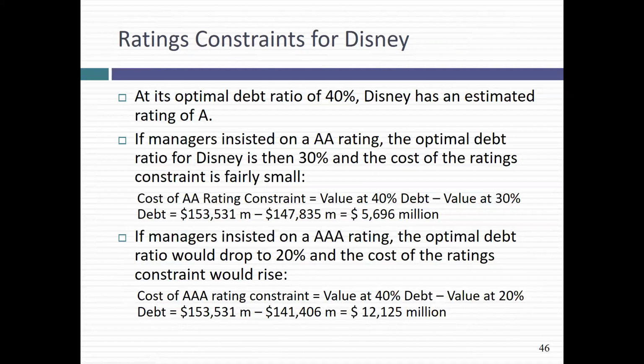So the point here is not necessarily that AAA, AA is always a bad thing, but that it's important to realize that it's not always a good thing, right? And that in some cases, we're actually going to want a worse bond rating because it's actually going to give us more value in the long term for the company.